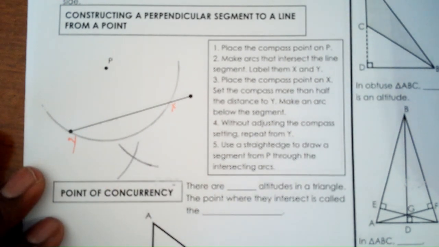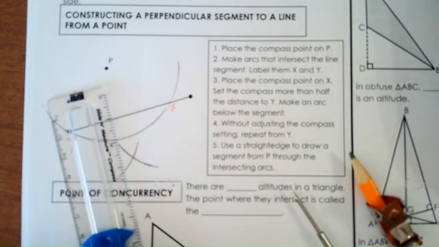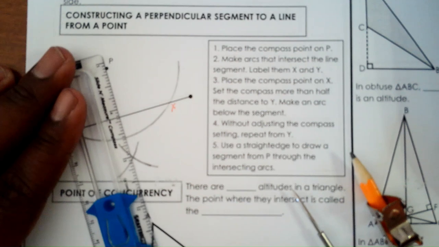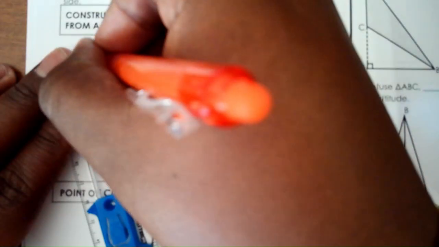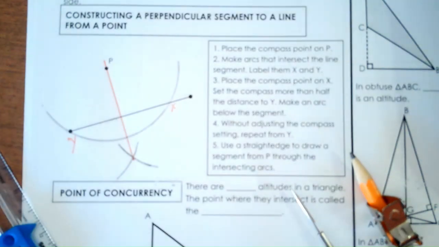Now that we got this, what we're going to do is draw a line from P to that intersection we made down there. And what we just did is we created a perpendicular segment.